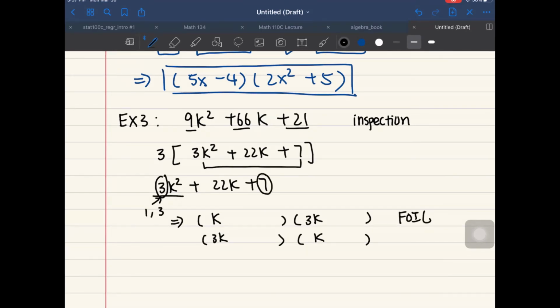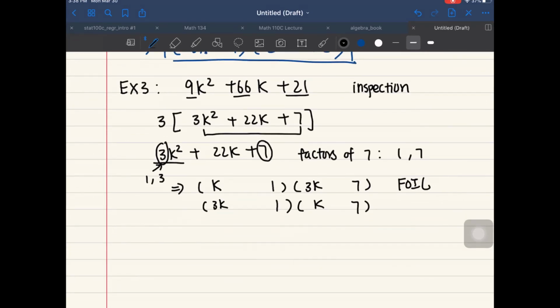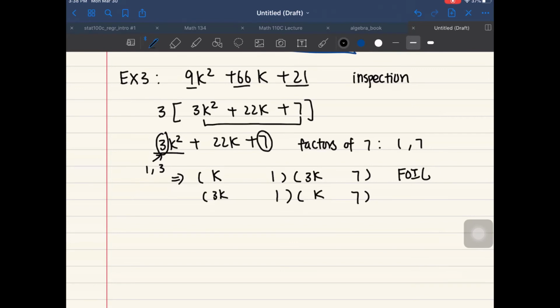Now let's look at the last term, 7. Well, 7 is a prime number, so the factors of 7 are 1 and 7. So I can put 1 and 7, or 7 and 1. Because these are all positive, I'm going to make everything positive, and we cannot use negative because our middle term is positive.